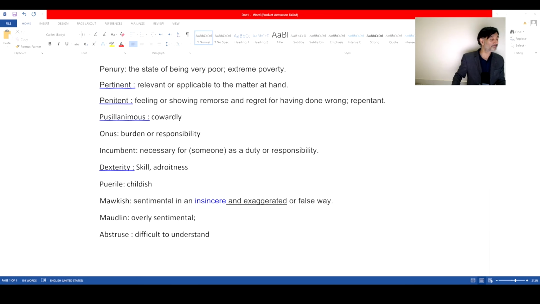And another word is lugubrious. This is also tearful, sorrowful. Lugubrious is tearful, crying.